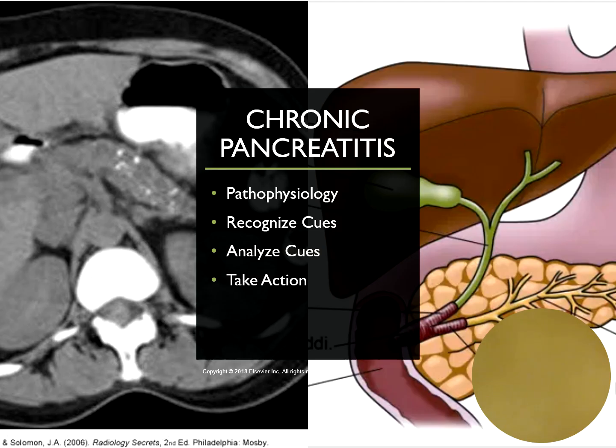We may have autoimmune pancreatitis, which is a chronic inflammatory process. This particular category increases the risk of pancreatic cancer. And idiopathic and hereditary chronic pancreatitis. These also increase the risk of pancreatic cancer.